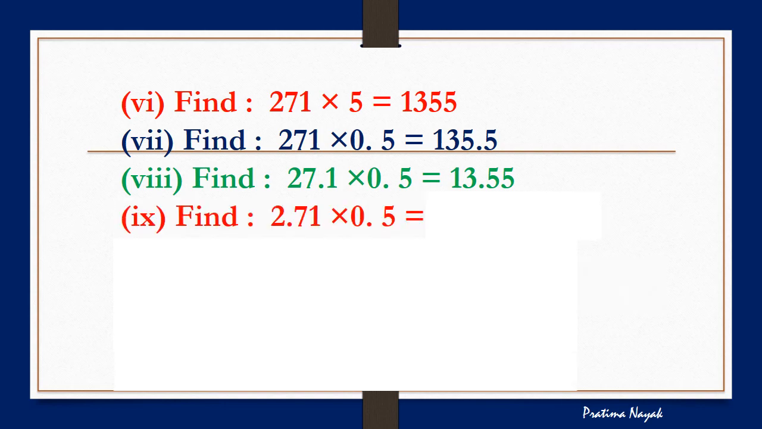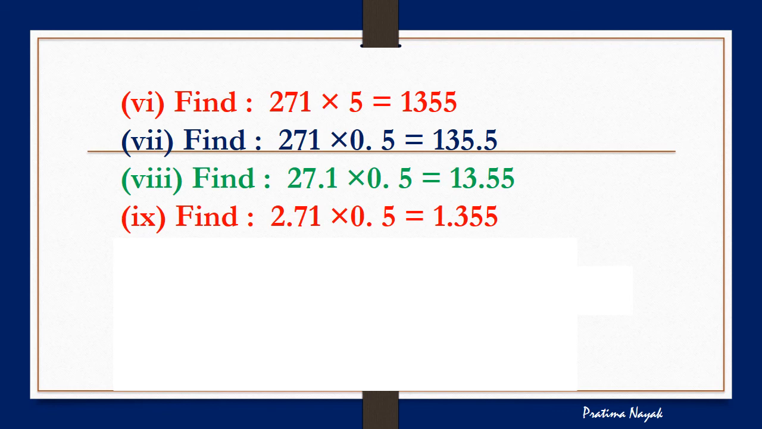Next, 2.71 into 0.5. I hope you can guess now. How many places will we leave after the decimal? Here there are 2 and there is 1. So it will be 3 places. So what will the result be? The result will be 1.355.